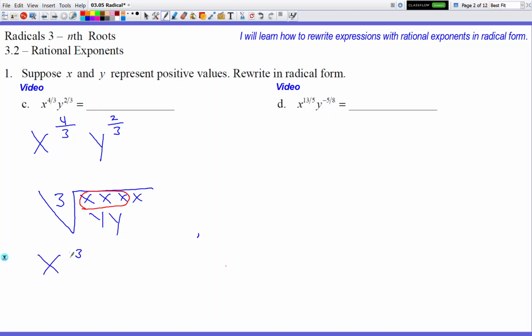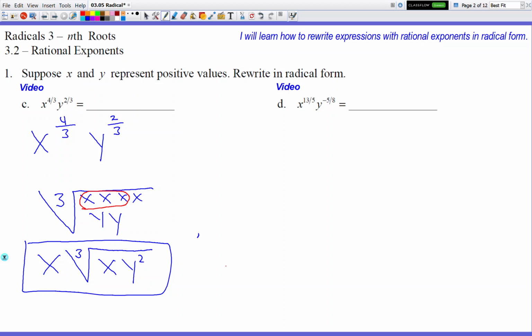It's still a cube root radical, or third root radical, whatever you want to call it. There's still an x that got left behind. There's 2 y's that got left behind. So put everybody back together again, and this is my final answer. Just keep in mind you want to write it in radical form. All right, so let's look at letter D.